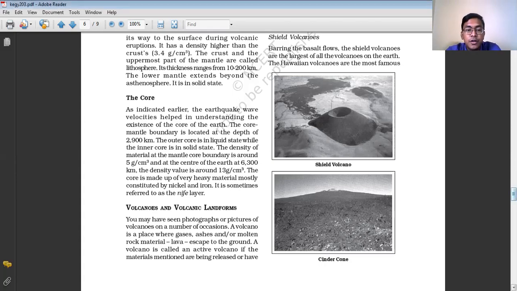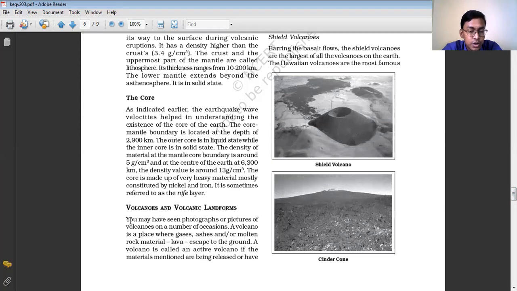So we all know what a volcano is, or what volcanoes are. Volcanism is an activity which takes place within the Earth's interior because of changes in temperature and so on. What happens is that the molten magma comes out from some portion of the Earth, and this leads to the formation of volcanoes.